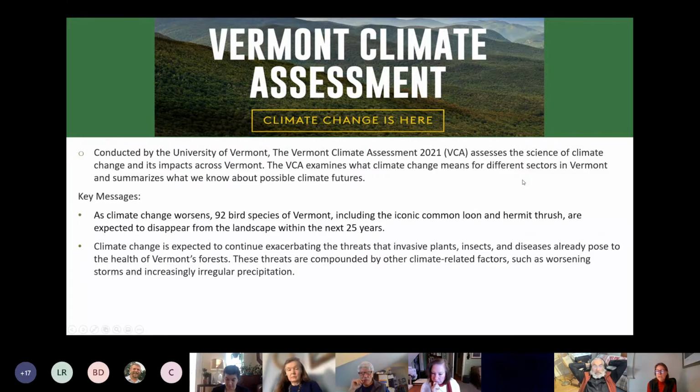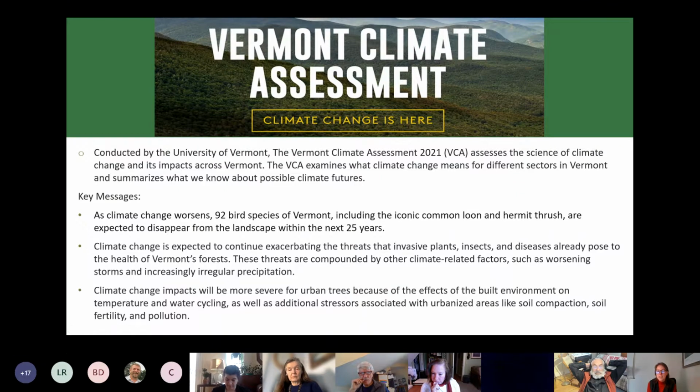And climate change impacts will be really severe for urban trees because of the effects of the built environment on temperature and water cycling, as well as additional stressors associated with urban trees. So those are key messages to keep in mind as you think about the work that you're doing in your communities, and I highly recommend folks take a look at the Vermont Climate Assessment.